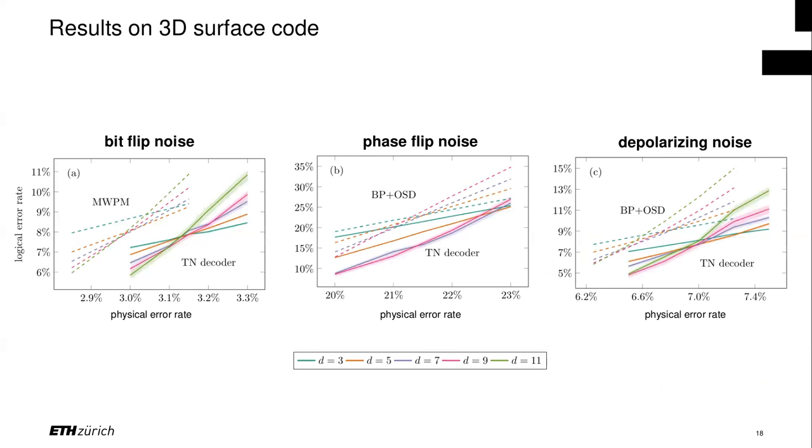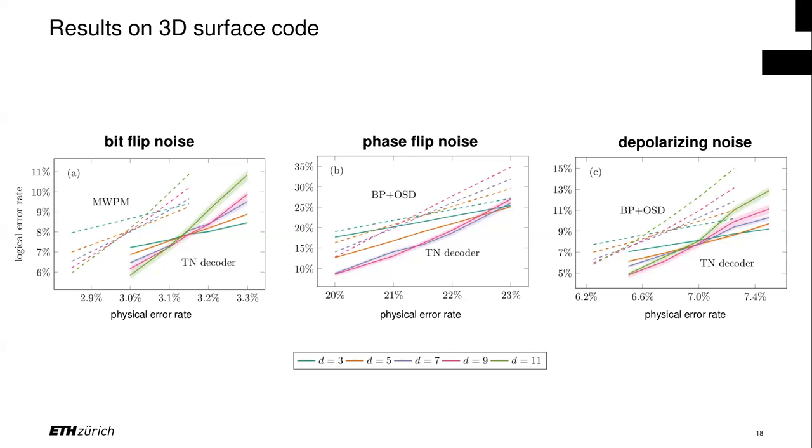So I can give you some numerical results that we got out of this. First we tried this on the 3D surface code, for different noise models: bit flip noise, phase flip noise, and depolarizing noise. For those who might not know, the 3D surface code is not like the 2D surface code, where you have a symmetry between X and Z stabilizers. Actually, one of the two kinds of stabilizers is weight 6 and the other is weight 4. People sometimes call these the point sector and the loop sector. Here the bit flip noise is the weight 6 point sector case.